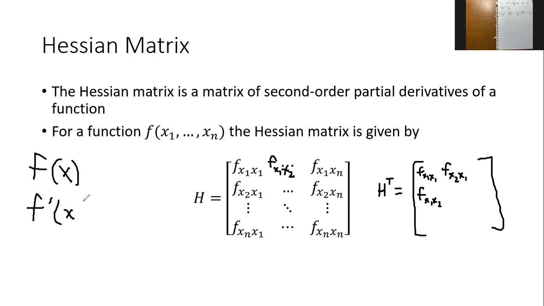Okay, f prime of x is like the slope of that function f. And then you said, okay, what's f double prime of x? F double prime of x is like the curvature of the function. It says whether it's convex or concave, right? That's what f double prime is.